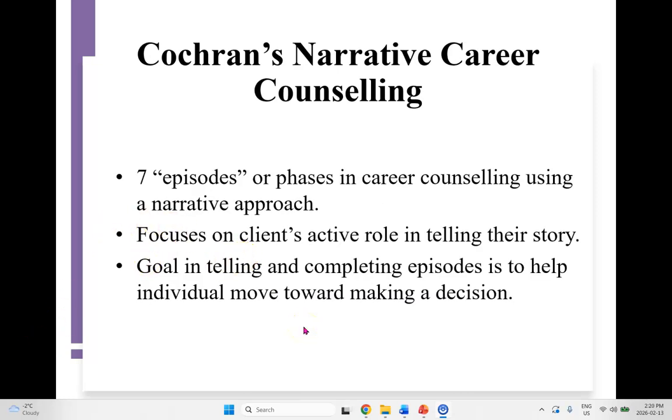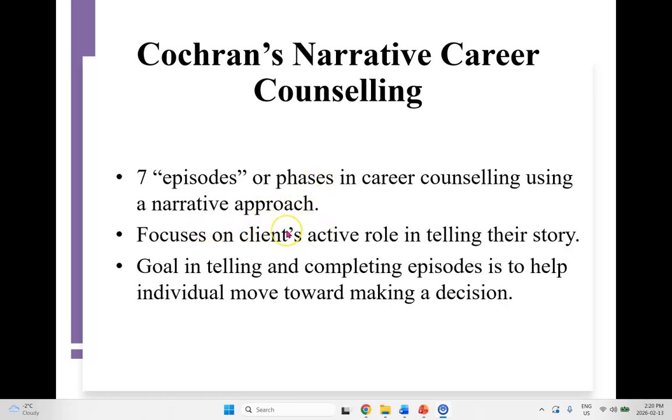Now, you will see in chapter 11 a breakdown of one of the theorists in this field and his particular process, Cochran's narrative career counseling. And this refers to a process with 7 episodes or phases in career counseling using a narrative approach. It focuses on the client's active role in telling their story.